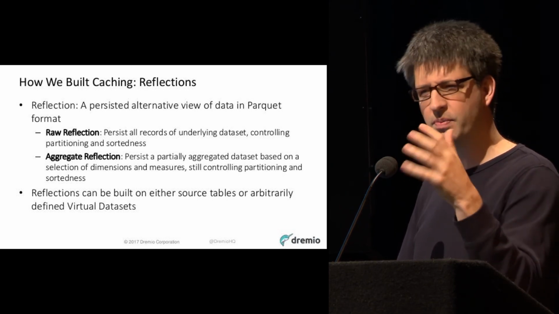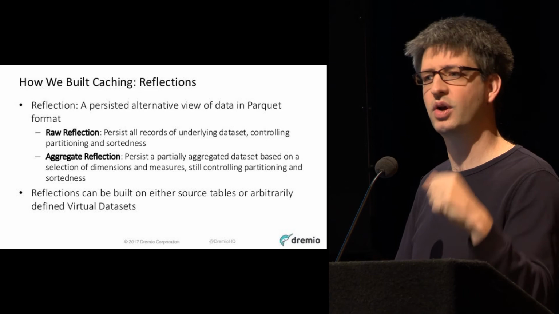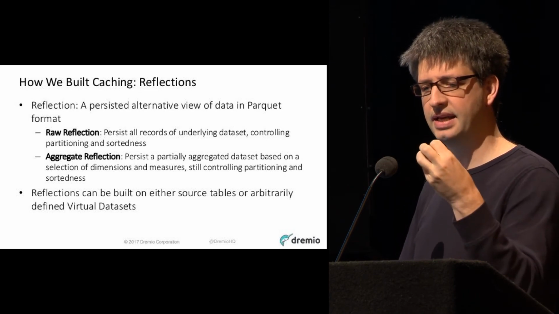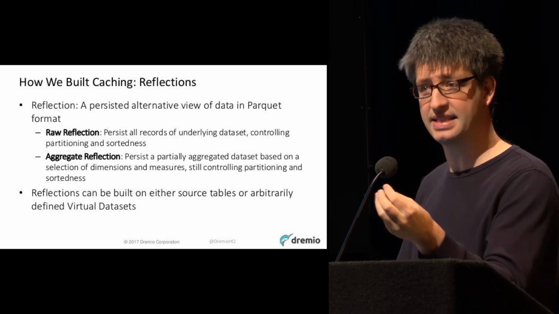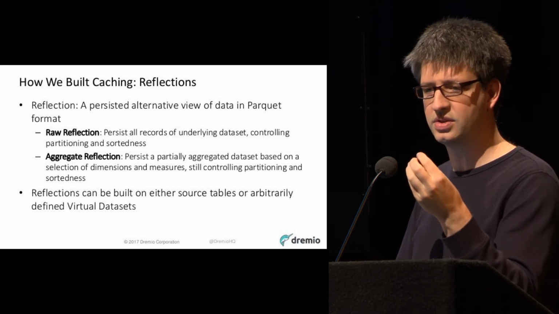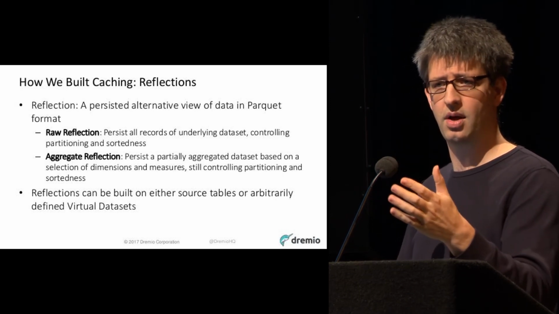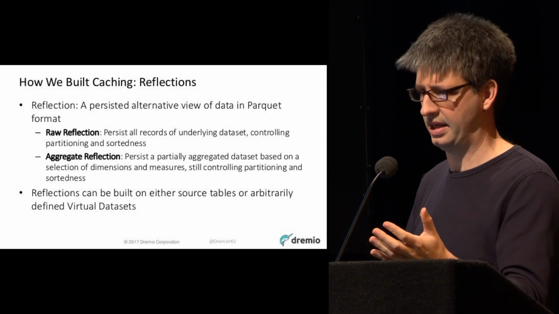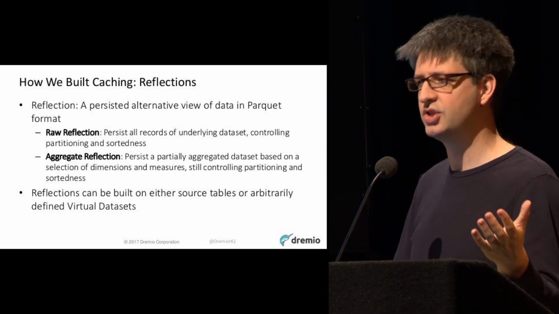And then we have two main subconcepts of reflections. We have what we call raw reflections, which is basically a persisted version of the data set that includes maybe some of the columns or all of the columns, but is partitioned and sorted in a particular way, right? So my data set might be initially in a JSON representation.